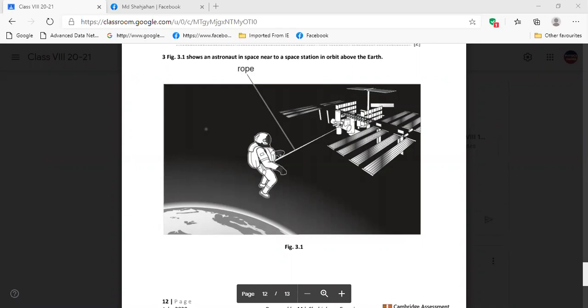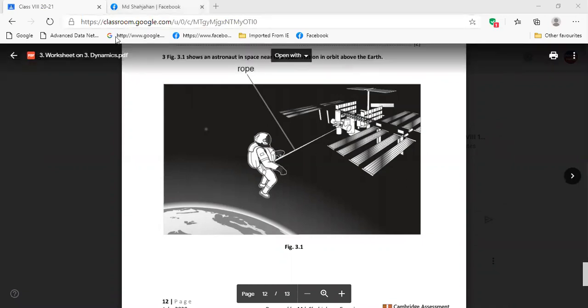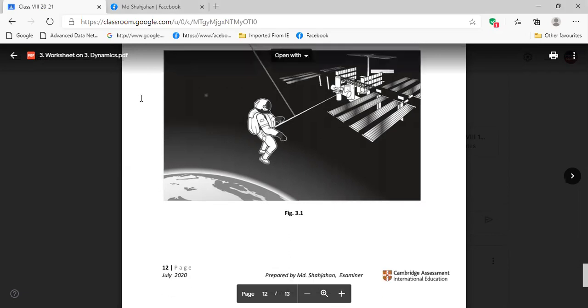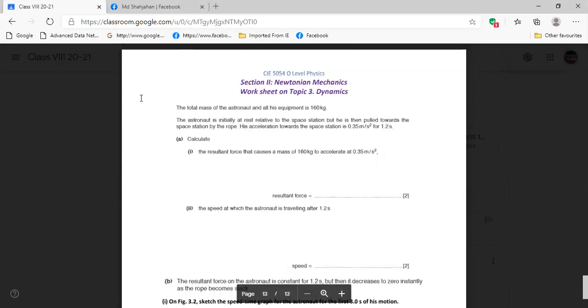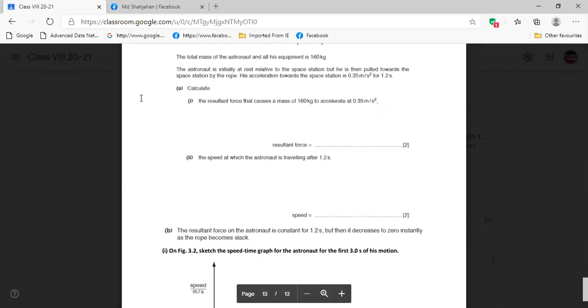Number 3, figure 3.1 shows an astronaut in space near the space station and in orbit above the Earth. Yes. So it's above the Earth, right? So it's a thing to consider that he is above the Earth and he's in space. Okay, then continue.